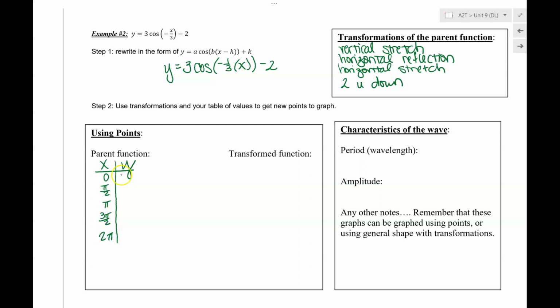And the cosine of 0 is 1. The cosine of pi over 2 is 0. Cosine of pi is -1. Cosine of 3 pi over 2 is 0. And the cosine of 2 pi is 1. Okay. The b value affects our x.